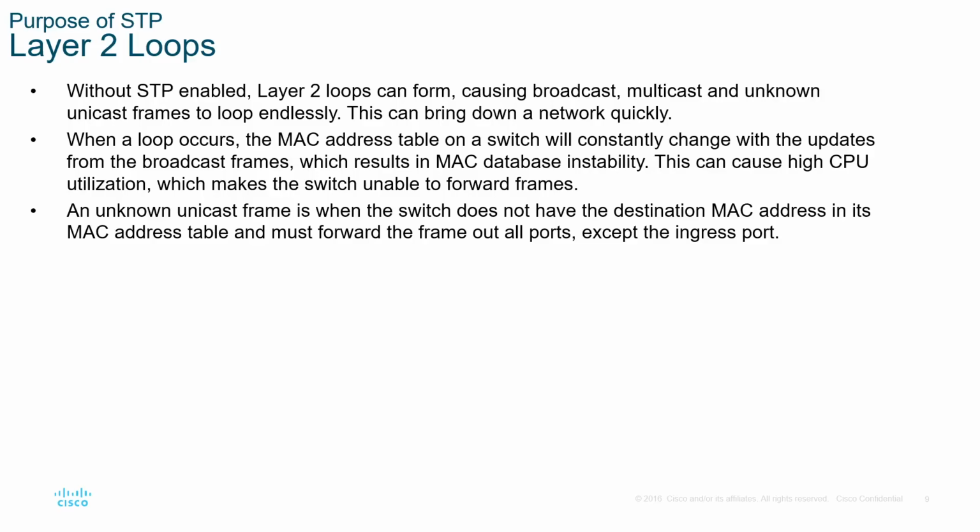Now, an unknown unicast frame is when the switch does not have the destination MAC address in the MAC table and must forward the frame out of all ports. This is just when there's no entry in the MAC table, and this comes down to the behavior of the switch. Whenever the switch doesn't know where to send the frame, the switch will send it everywhere except the port that it came from. This is also known as the unknown unicast frame.